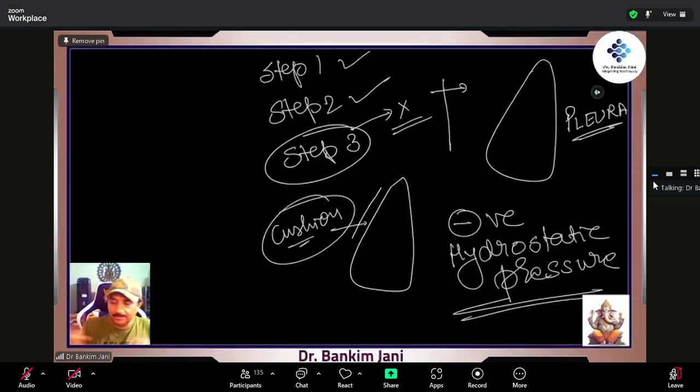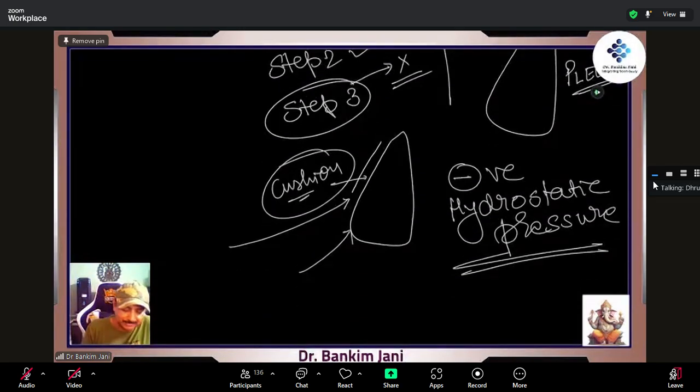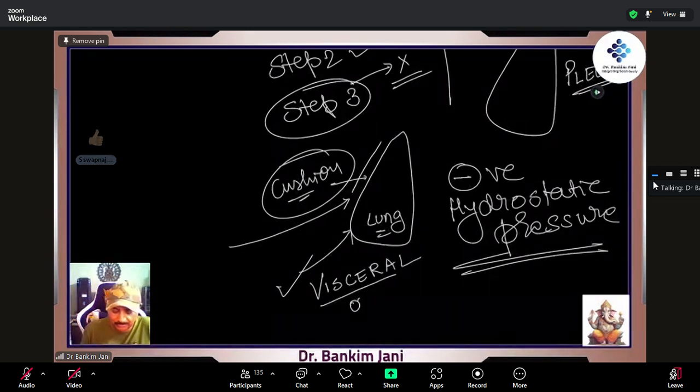There are 2 layers of pleura, by the way. Visceral pleura and parietal pleura. Very nice. Now, here it is the lung. So which pleura is this? Visceral. It is near the organ. That's right. Viscera means organs.